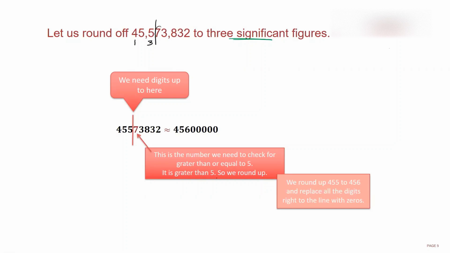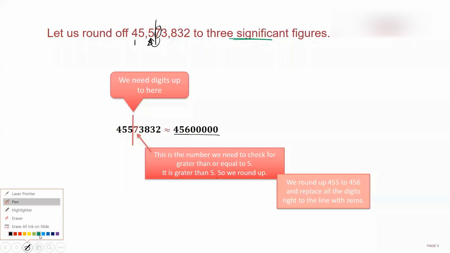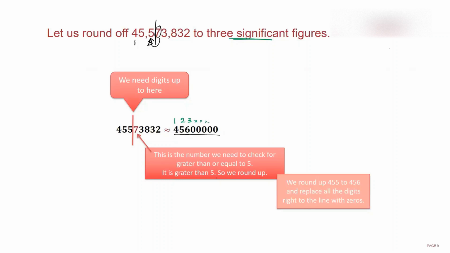After that, I have 7, which is more than 5. So I add 1 to this 5. So when I am adding 1 to that 5, my number will be 45,600,000. So we have only 3 significant figures in this number. See, 1, 2, and 3. When the zeros are at the end and when it is not a decimal number, we don't count them as significant. So we have rounded off this number to 3 significant figures.